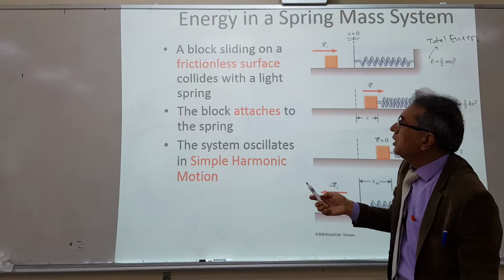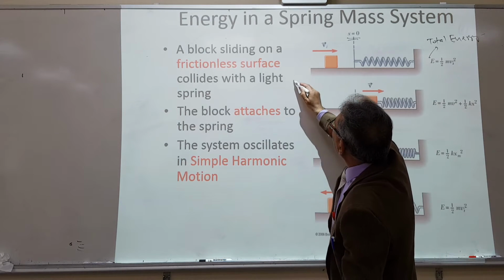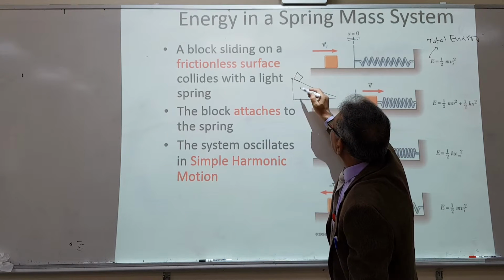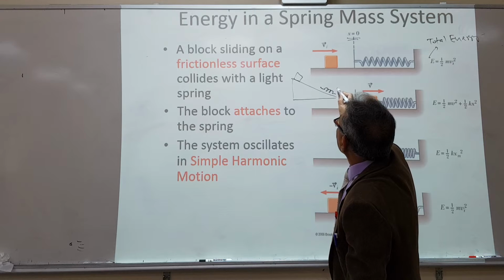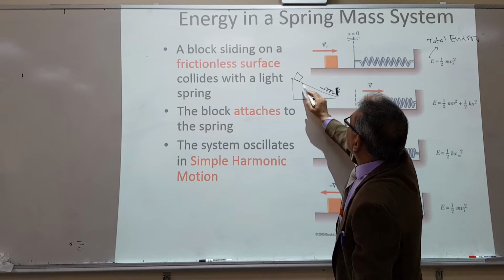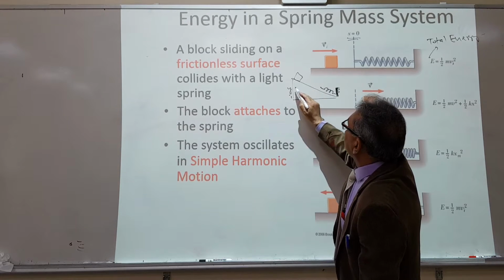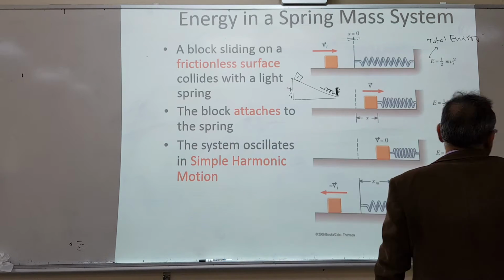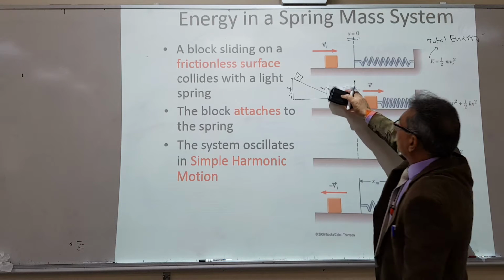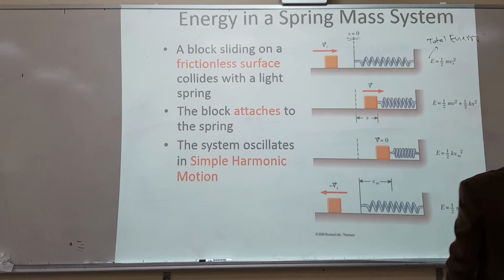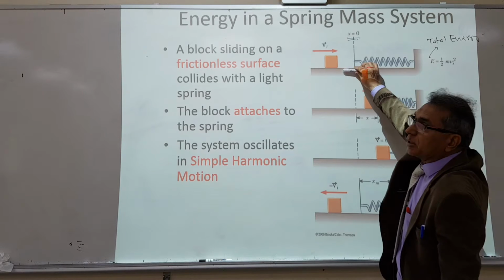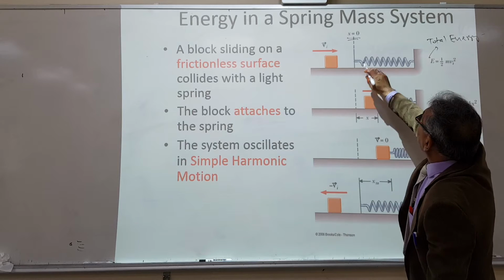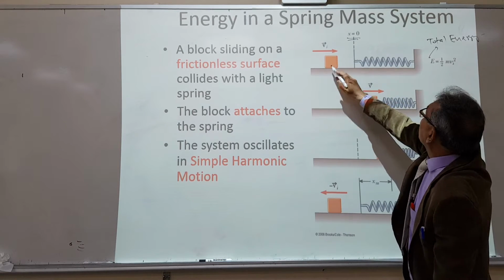Gravitational potential energy. If you have a case like this one, then you have yi here, and you can have what we call gravitational potential energy at this point. But right now, gravitational potential energy is zero because you are on the horizontal surface. Now that is 0, plus half kx squared is 0. Only energy is this one.